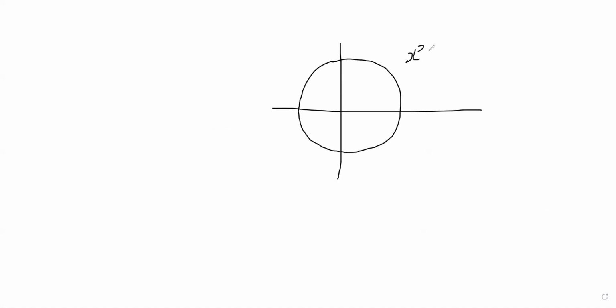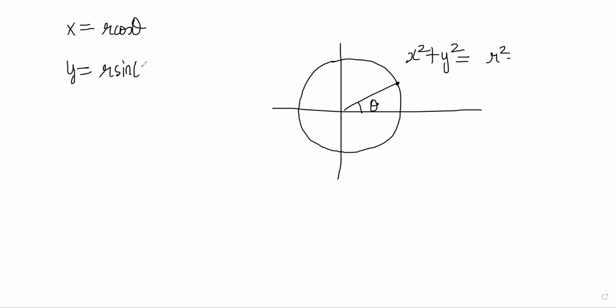So if you have a general circle like this, and the equation of the circle is x square plus y square is equal to r square, then obviously any point on the circle can be represented in polar form, and x can be written as r cos theta and y can be written as r sin theta. So a random polar form point on the circle will be r cos theta comma r sin theta.